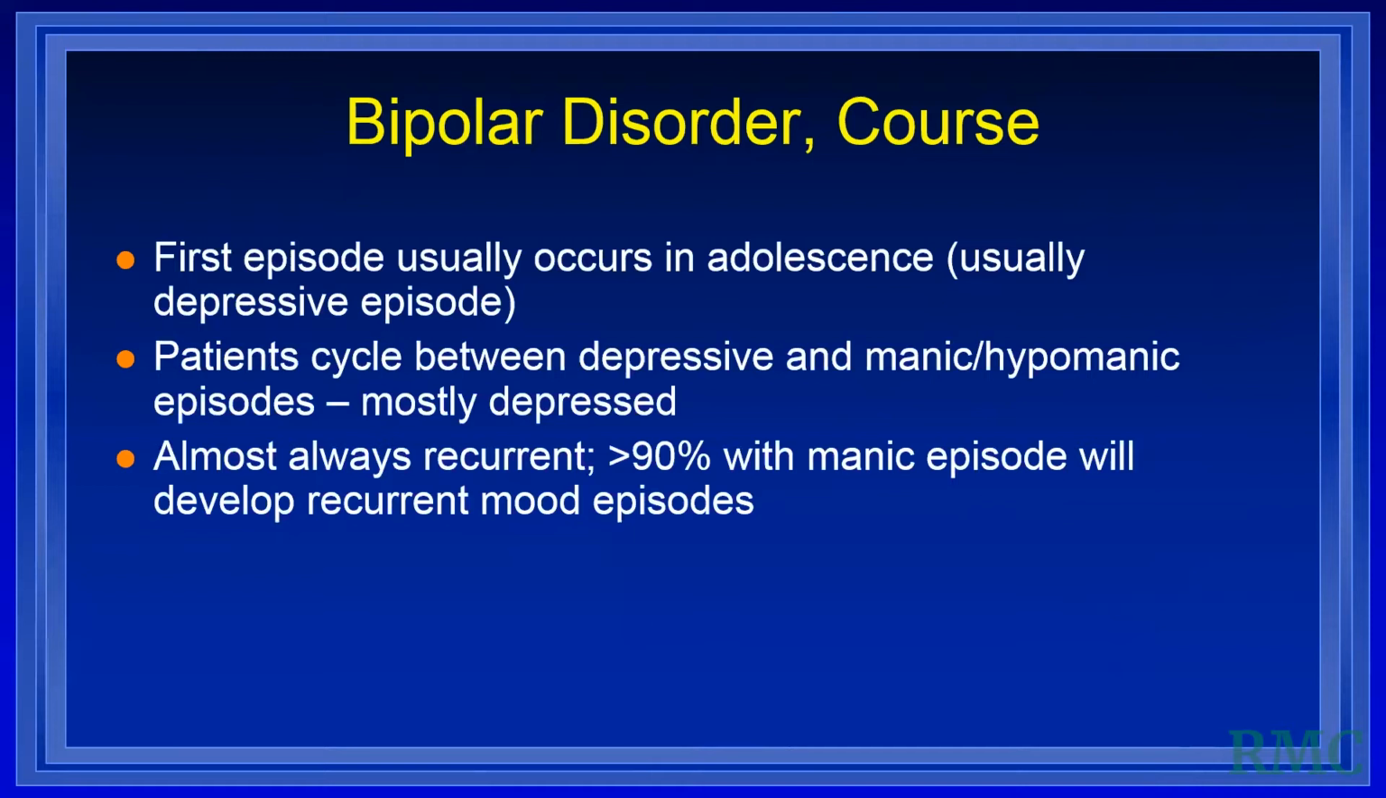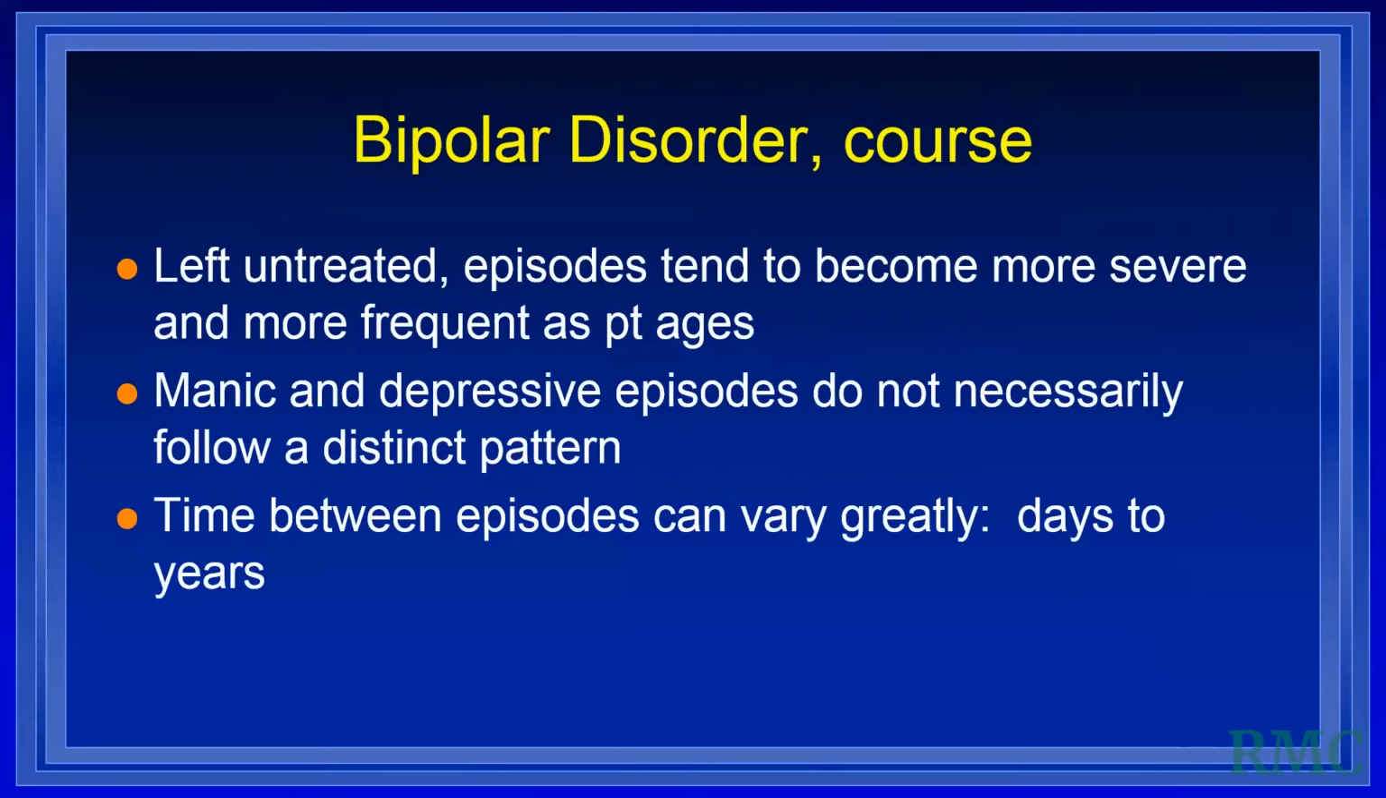Almost always recurrent, with greater than 90% of individuals with a manic episode developing recurrent mood episodes in their lifetime. It may not be next year, 2 years, 3 years, but decades later, it's possible to have another episode. If untreated, the episodes tend to become more severe and more treatment refractory and more frequent. They don't follow a distinct pattern. It'd be nice if you got depressed, then you got manic, then you got depressed, but there's no distinct pattern between when a person has a manic episode or a depressive episode. As I said earlier, the time between episodes can be years or even decades.